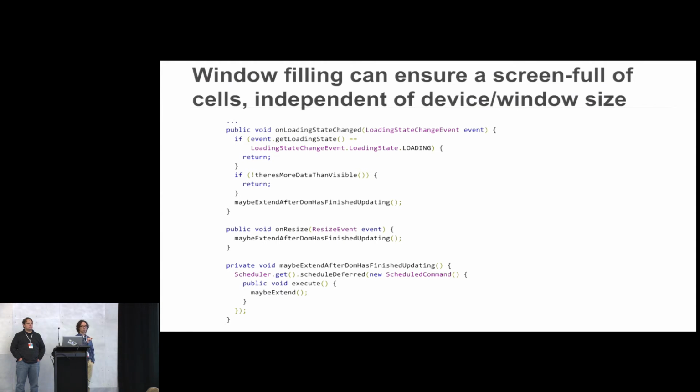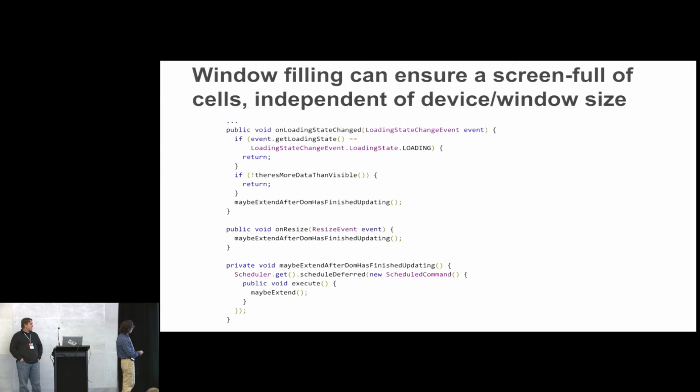But if you want to see the full details of how we did it, please check out the GitHub. But here we're looking for two kinds of events from the cell list. One is the onLoadingStateChange, which tells us when it's got that first batch of data. And after that first batch, we call this thing called maybeExtend after the DOM is finished updating, which is to say, see if we can put any more in there.